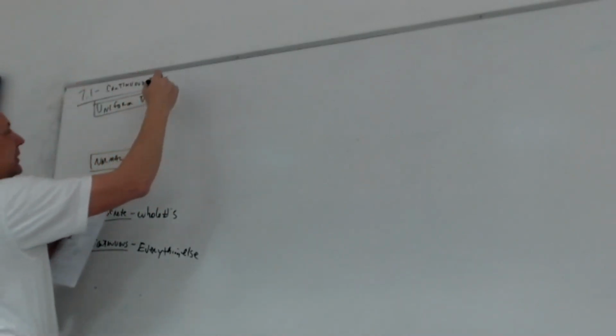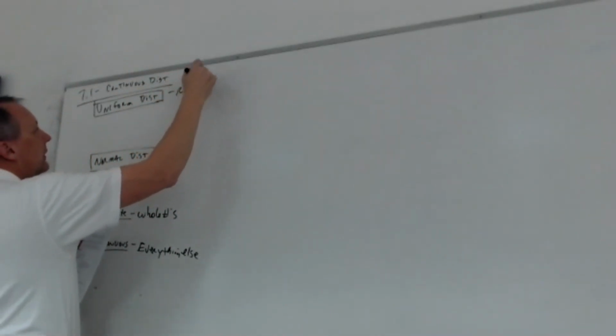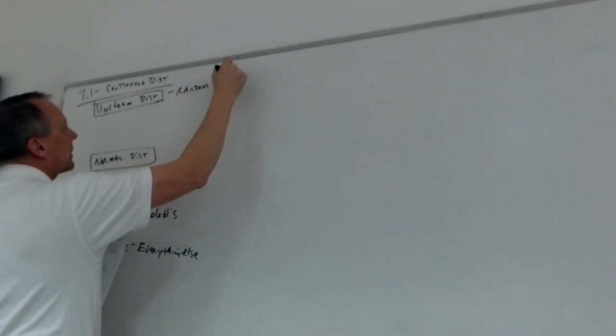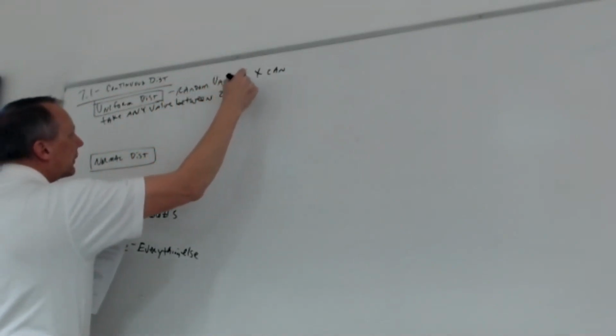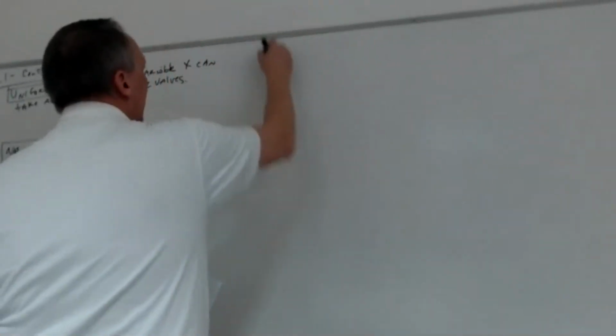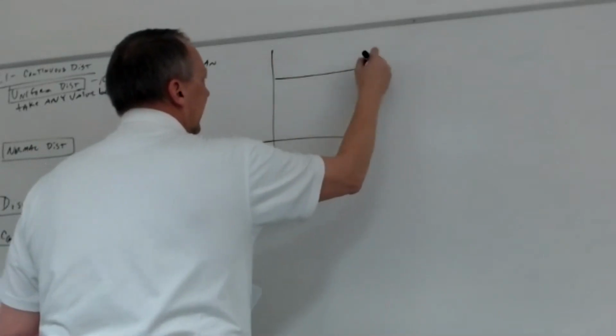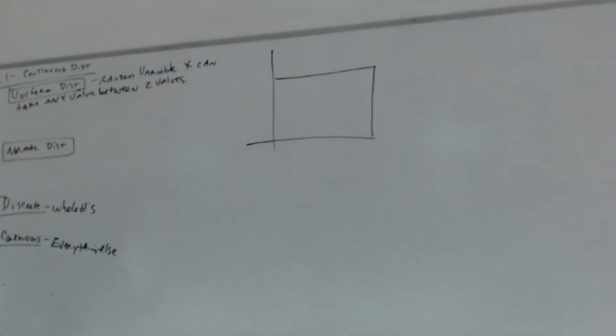Okay, let's talk a little bit about the uniform distribution. This is a random variable. X can take any value between two values. Okay? So typically with a uniform distribution, it's basically going to be a rectangle. Okay? That's what it looks like. It's just a rectangle. Now let's do an example here.